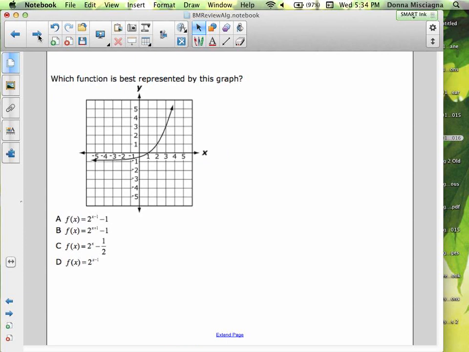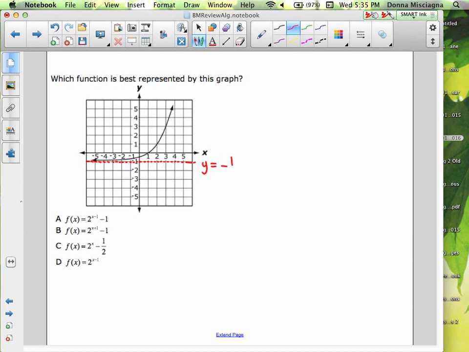We want to identify which function it is. First thing I notice is the function's been shifted. Which way has it been shifted? Well, the first thing you should ask yourself on the transformations is, did the horizontal asymptote change? And clearly it has. We are no longer stopping at the x-axis. We can see by this curve that it looks like we're stopping right here at negative 1. It's trying to get closer and closer to negative 1.